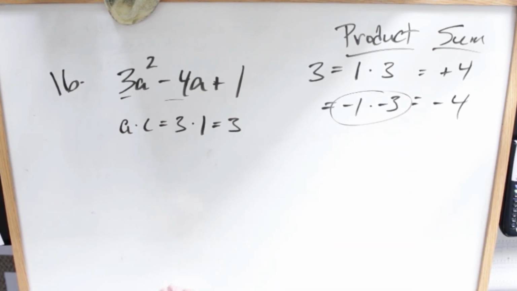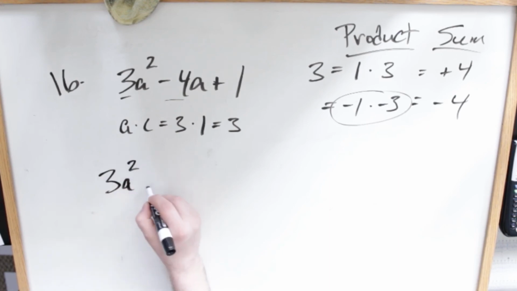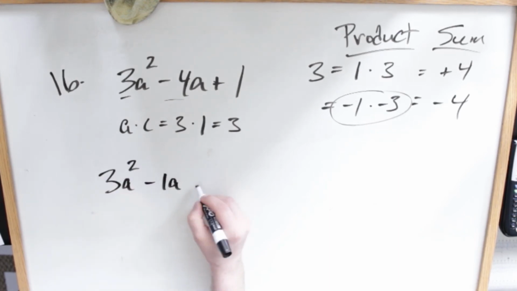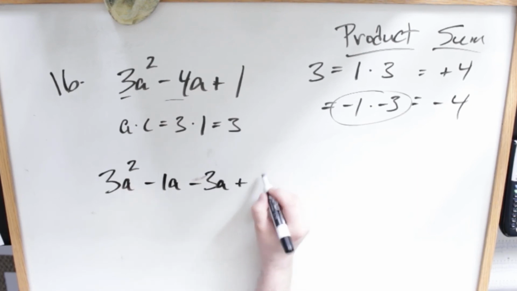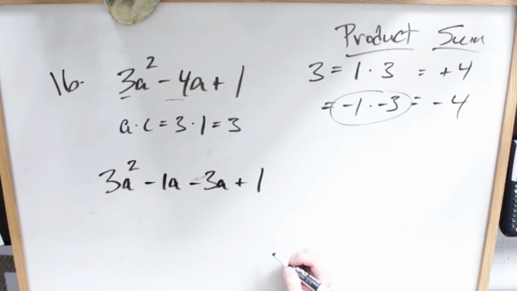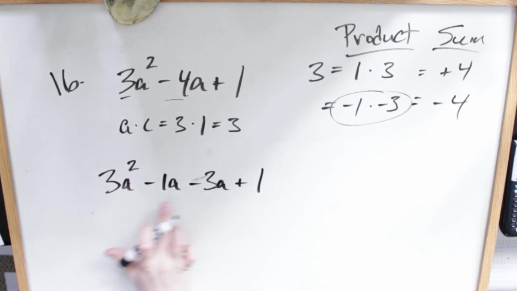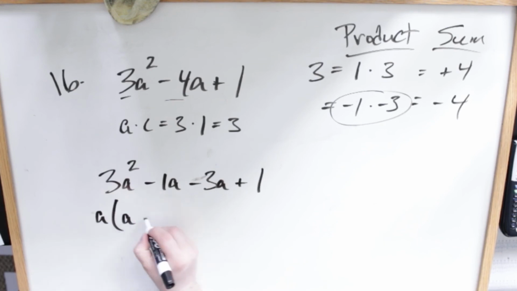And then, so let's just go ahead and try it in the order that they give it to us in. It worked last time, maybe it'll work this time. 3a squared minus 1a minus 3a plus 1. I think it's going to work. That's cool. All right, so what can we factor out in this case? It looks like it can just be an a. And then we're going to be left with an a minus 1.